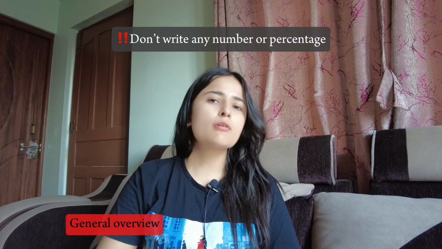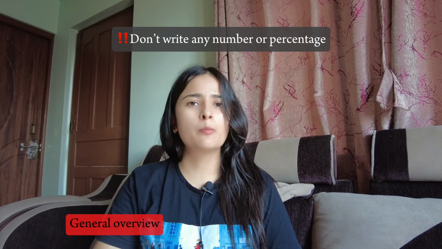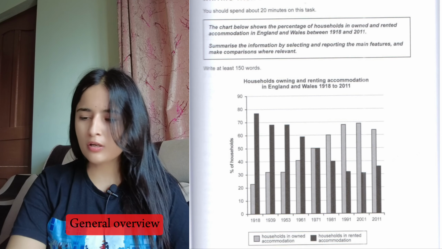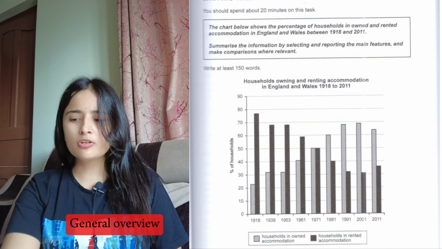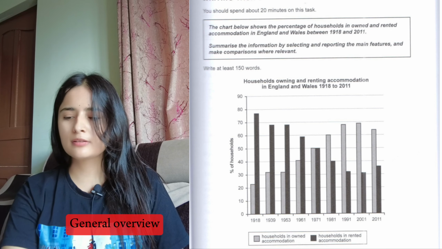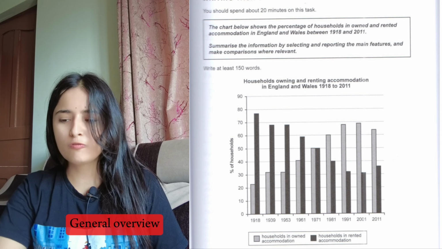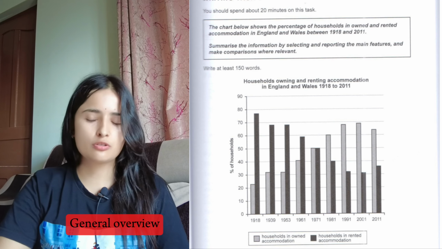Now let's move on to the general overview. It is written in the second paragraph and it describes the main highlight or the striking feature of the data without writing any number or percentage. So as soon as you see the chart, what do you see? After 1971, you see there is a rise in owned accommodation while a fall in rented accommodation, right?